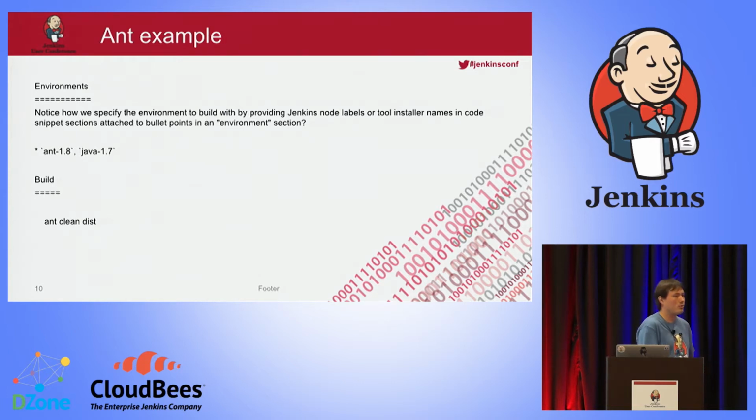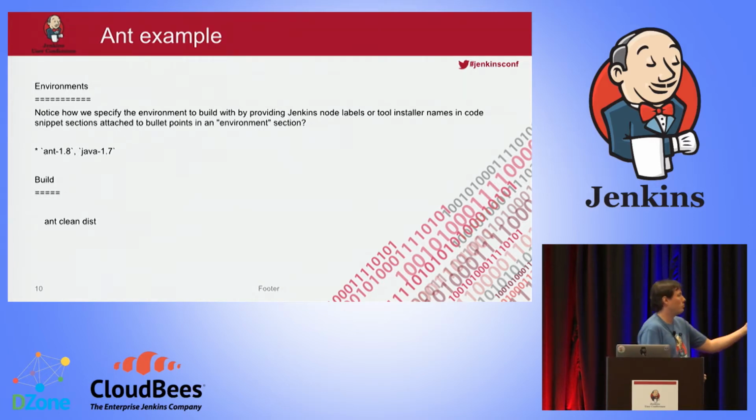Then here you can define an environment. So this is done using this environment section. In Markdown, we use this formalism. So it's just a list of environments. The list is described using this star, and then each component of the environment is between backticks. So here we have one environment which is requiring both Ant and Java with the version 1.8 and 1.7.